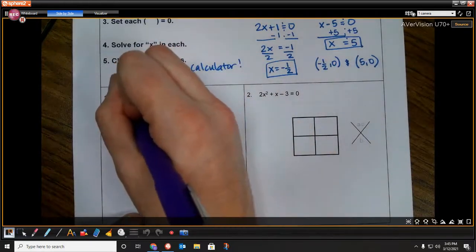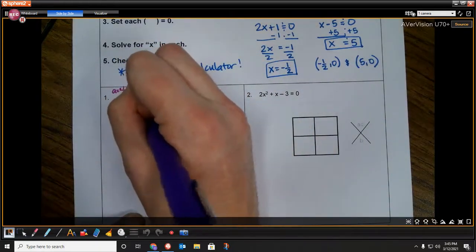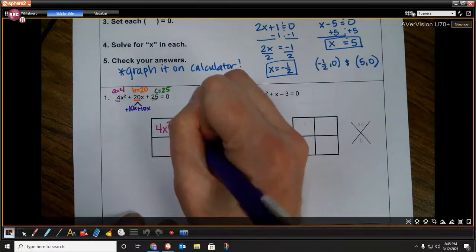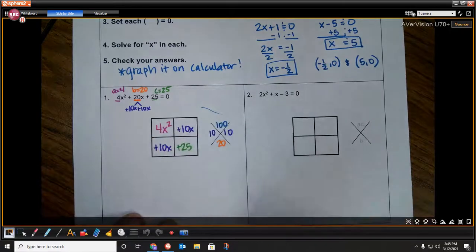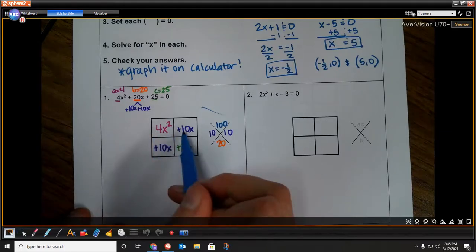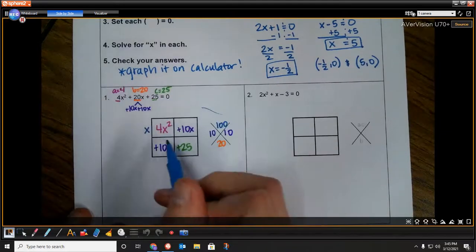So this one is going to be split up into 10x and 10x, or 20x just got split into 10x and 10x. So now I can put plus 10x, and now we can pull out our factors. So we'll look here and we'll say, okay, 4x squared and 10x. Well, they both have an x in common.